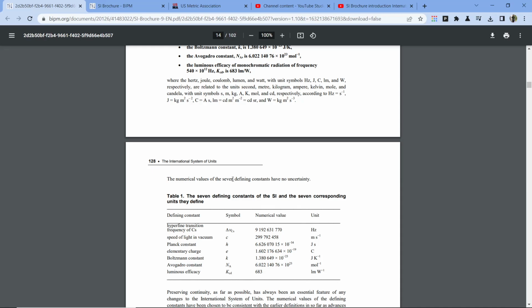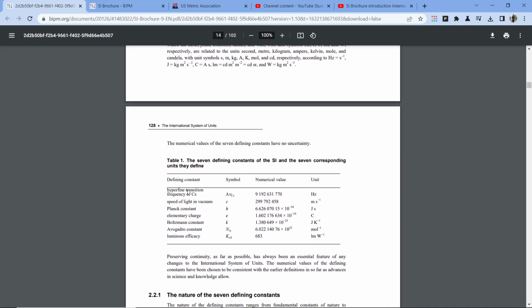The numerical values of the 7 defining constants have no uncertainty. Table 1. The 7 defining constants of the SI and the 7 corresponding units they define. Defining constant, hyperfine transition frequency of cesium. Numerical value, 9,192,631,770, unit Hertz. Speed of light in vacuum, symbol c.